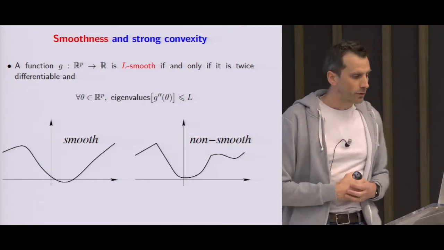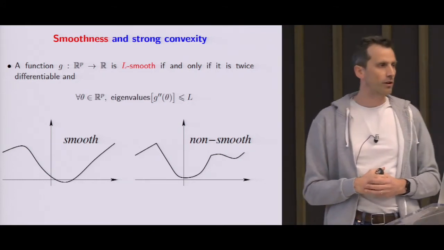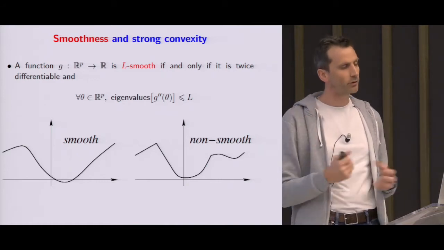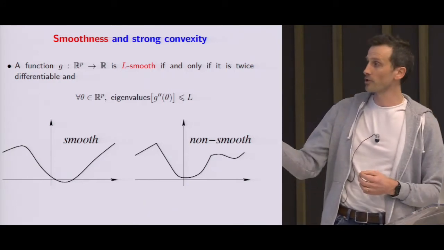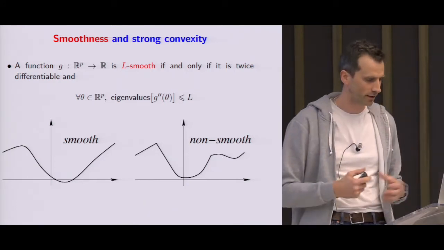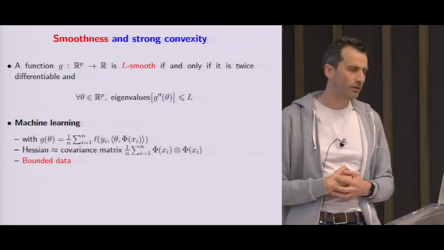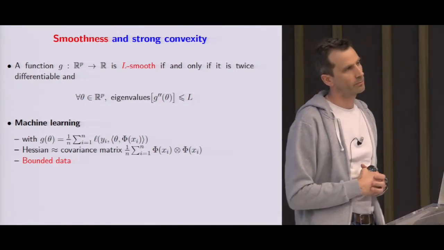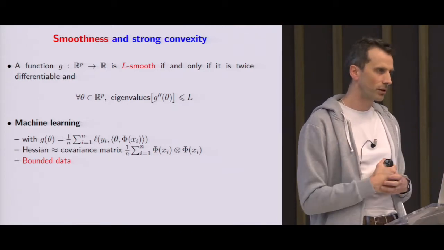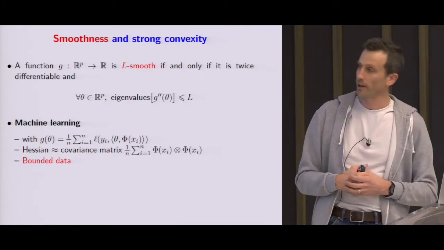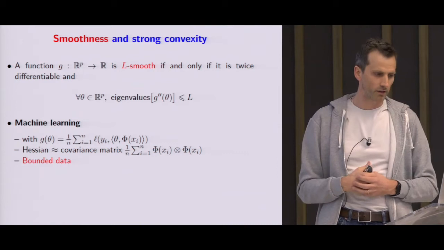So I will need a few assumptions on my problem. I'll be rather quick here. I'm going to assume that all my functions are smooth. So this corresponds to bounds on the eigenvalues of all the Hessians. On the left, a smooth function. On the right, a non-smooth function. OK, this is very simple. And in the context of machine learning, as soon as you assume the loss is smooth, this is a very weak assumption. If your data are bounded and you use logistic regression or least squares, you're always smooth. And this is what I call a weak assumption.